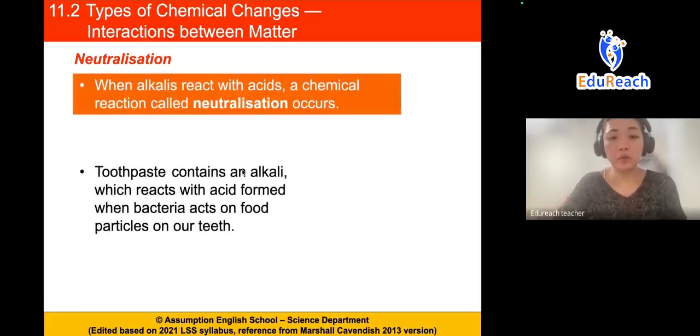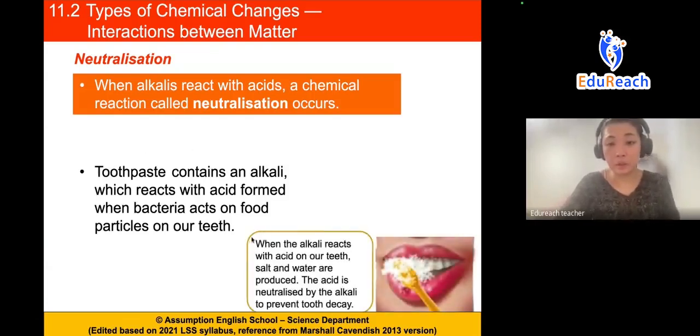So, for example, toothpaste contains an alkali which reacts with acid formed when bacteria acts on food particles on our teeth. I went through this last week, but please know that your mouth is actually a breeding ground for a lot of bacteria, and this bacteria will eat whatever remaining food is left on our teeth. And when too much bacteria accumulates and a lot of acid is being released and formed, that can actually cause problems with our teeth, things like plaque or tooth decay. So it's very important for us to prevent this.